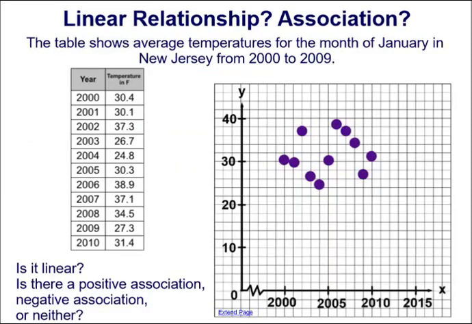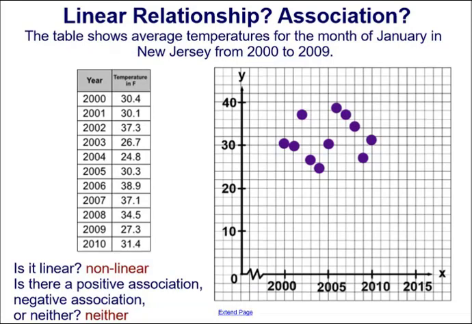Let's look at more examples where we already have the scatter plot. The table shows the average temperatures for the month of January in New Jersey from 2000 to 2009. And here is the scatter plot of those data points. The year is the x variable and the temperature is the y variable. So looking at the scatter plot, is this data linear? Is there a positive association, a negative association, or neither?